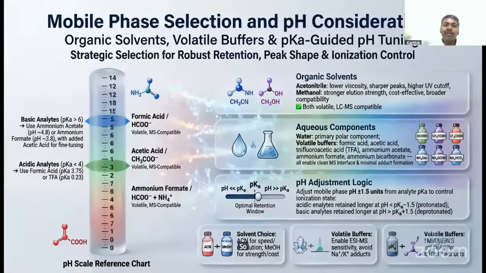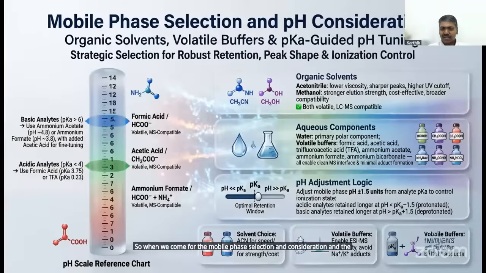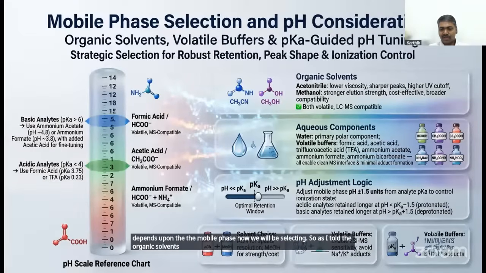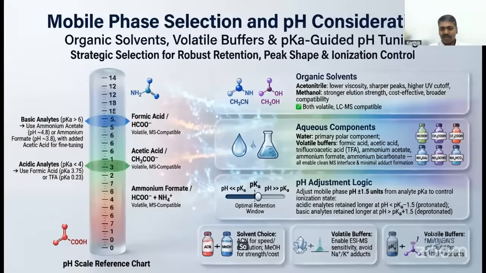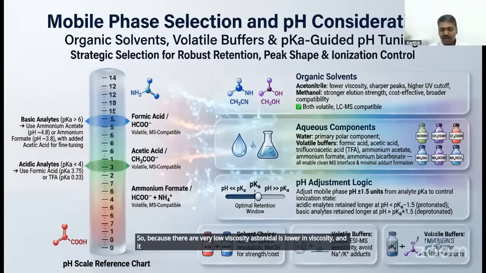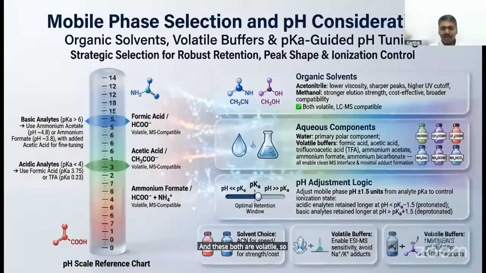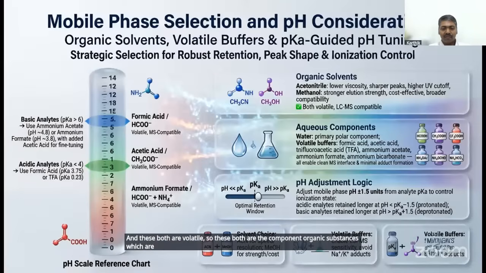So when we come to the mobile phase selection and consideration, the strategic selection for robust retention time, peak shape, and ionization all depends upon how we select the mobile phase. As I already told, for the organic solvents, why we use acetonitrile and methanol is that they have very low viscosity. Acetonitrile is lower in viscosity, and it will give a sharp peak and a higher UV cutoff. Whereas methanol has a strong elution strength, is cost effective, and has more compatibility with the MS. And both are volatile. So both of these organic solvents are compatible with the MS.